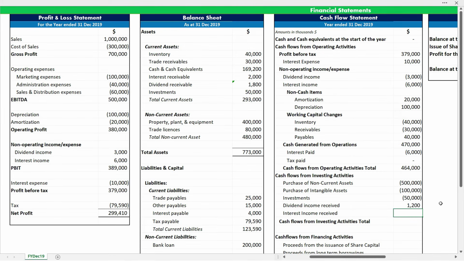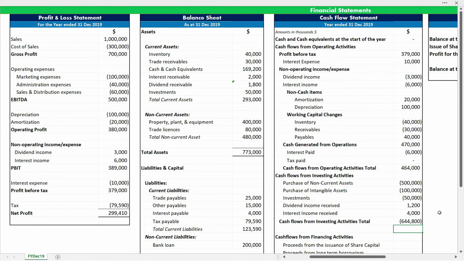Similar discussion for interest. My profit and loss statement says I earned interest of $6,000, but did I also receive that? Well, if I didn't, it must be in the balance sheet in the receivable part, and you can see here that my interest receivable is 2,000. So from 6,000, 2,000 is still receivable, which means that I must have received $4,000. And again, since it is money coming in, the cash flow is going to be positive. And finally, let us add together all these values to reach the sum of investing activities.